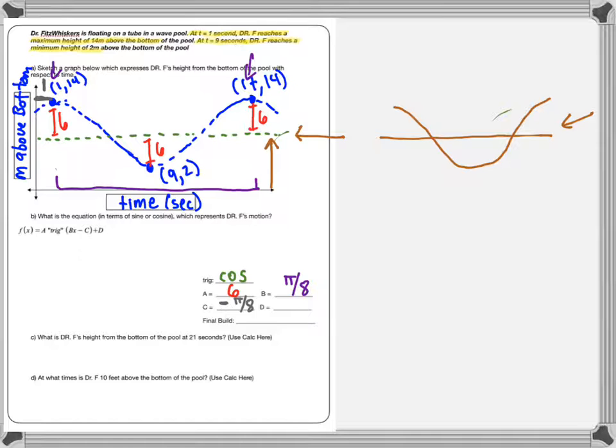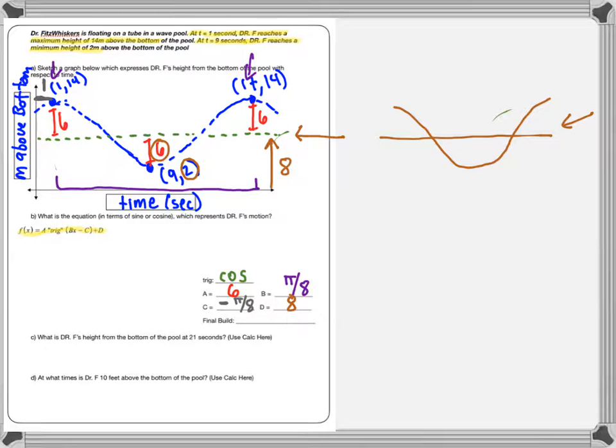We can take a look, and this is going to be 2. So that's 2 meters above the bottom of the pool, plus an additional 6. And so it looks like the equilibrium line is going to be at 8. And since we're shifting upwards, we have D equaling 8. So now let's put all the pieces back together to form our final function.